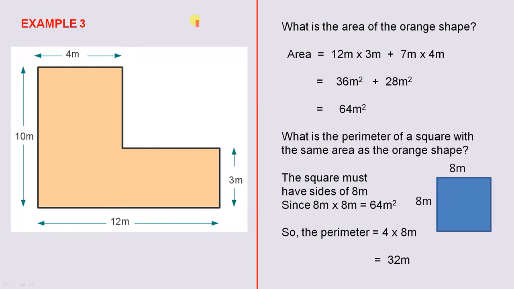Let's look at this one. This is like an L-shape. Now it's like a composite figure, and let's have a look how we do this one. What is the area of the orange shape? Okay. Because it's in the shape of an L, we've seen an example in previous videos where we have to put a little construction line in.